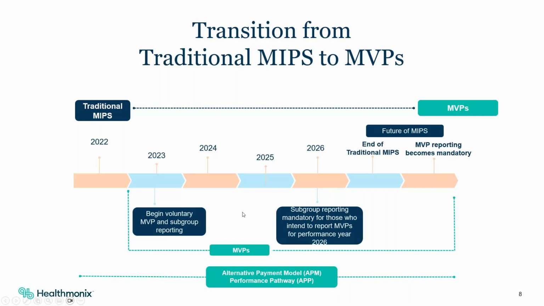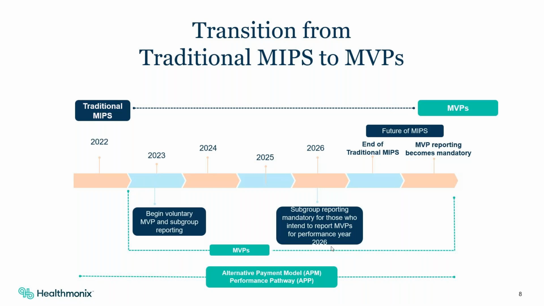As we move into 2026, there's a little caveat to this, and that is subgroup reporting. You don't have to report MVPs, but those who are reporting MVPs and are part of multi-specialty groups will need to split their specialties into subgroups based upon what the eligibilities for each of the MVPs are. We'll be getting more and more information about that as we move into 2026, but that language has not changed in any of the final rules or rules that we're looking at.